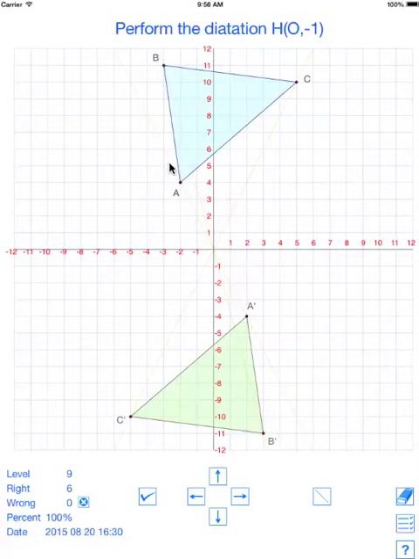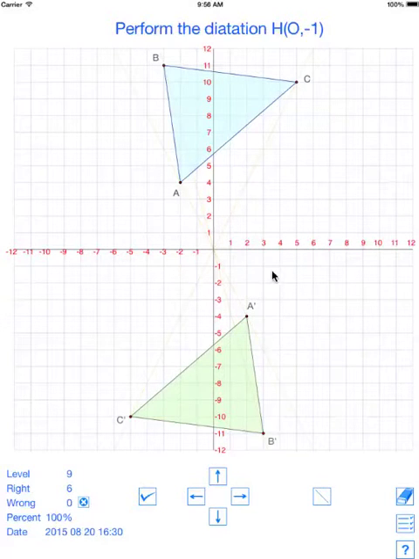Notice that on a dilatation, the lines going through the points and their copies, these little yellow lines, always pass through the origin. If they don't pass through the origin, then you've made a mistake. For example, if I move this A a little bit off, you can see that this line does not pass through the origin. That tells you right away that you've made a mistake.